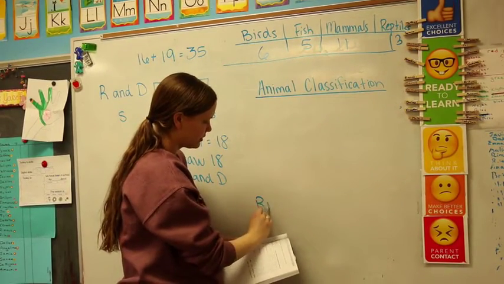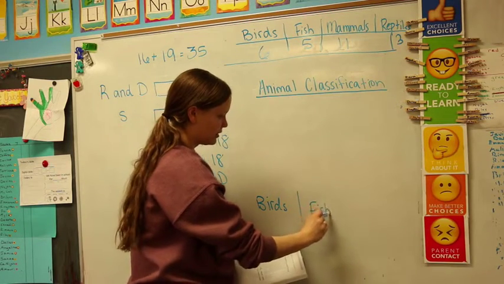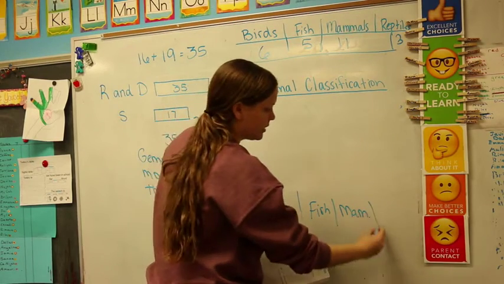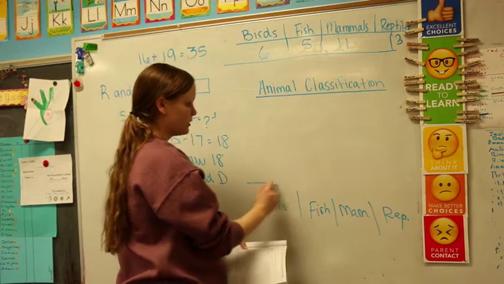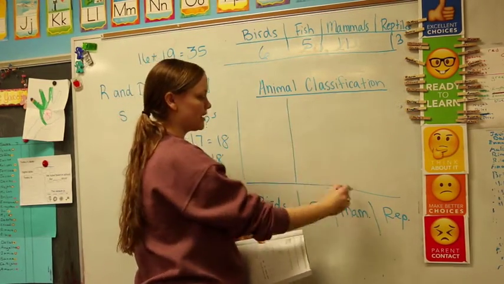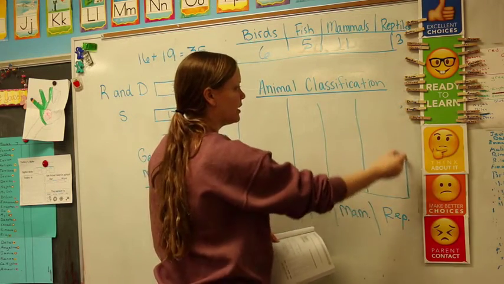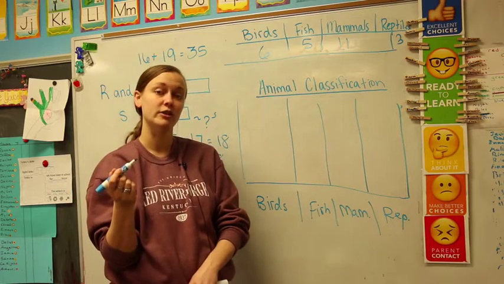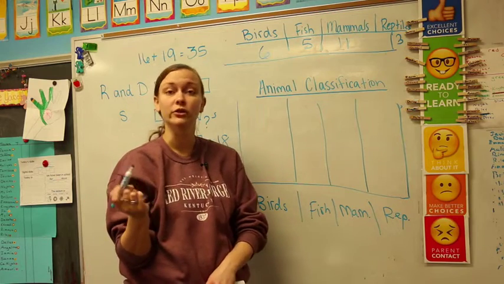So we're going to do birds, fish, mammals, I'm just going to put mam period for short, and reptiles, and I'm just going to put rep period for short. Okay? Now, this is an art class, so we can't draw pictures of birds. That would take too long. In math, we want to use something fast to keep track of our data. So something fast that's really easy to draw would be a circle.